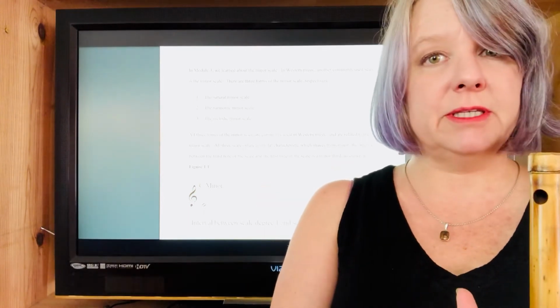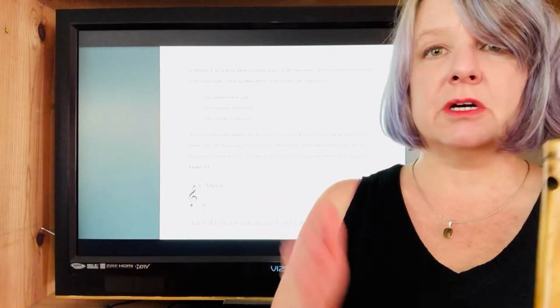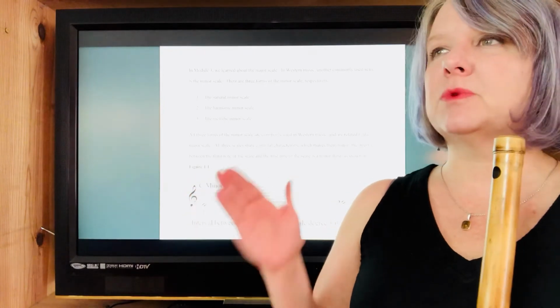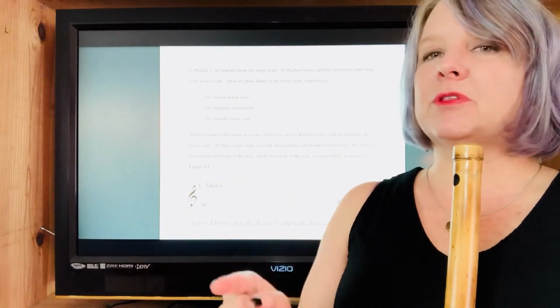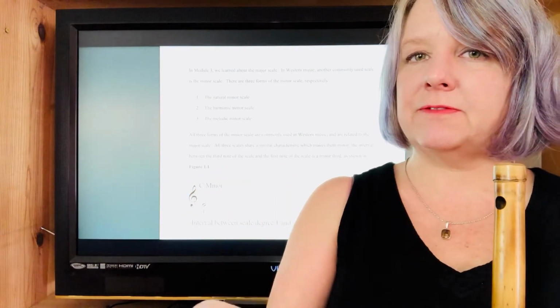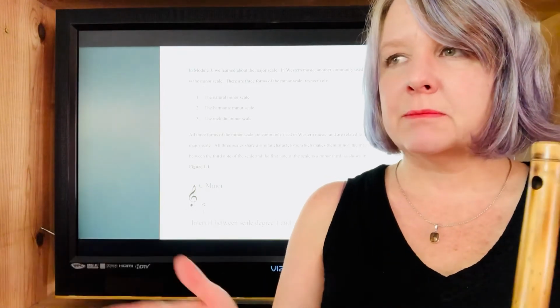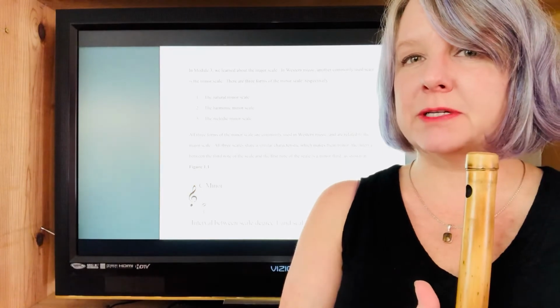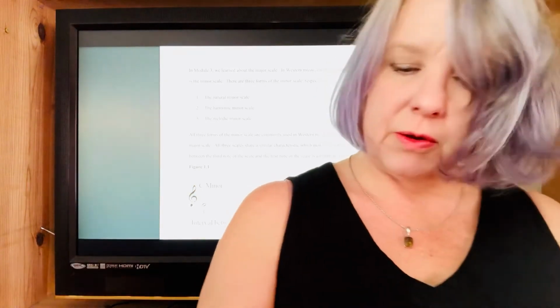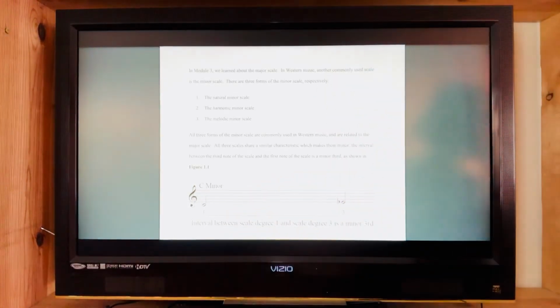4 and 5 are going to be the same. So it's the same as the major. 1, 2, 3, 4, 5. Except the 3 is flattened a half step. That makes it minor. First 5 notes minor. Okay, going on.